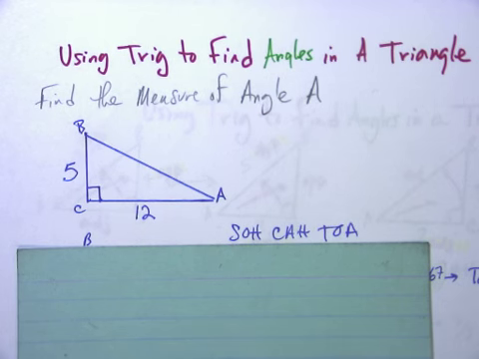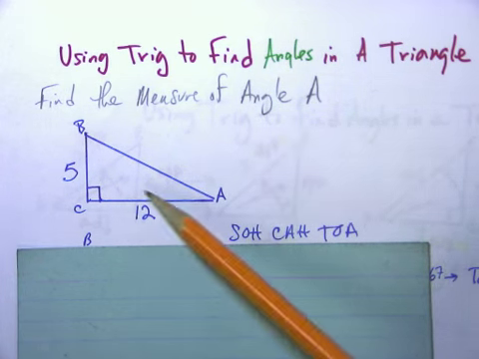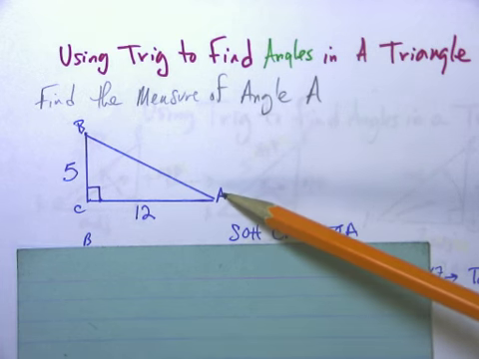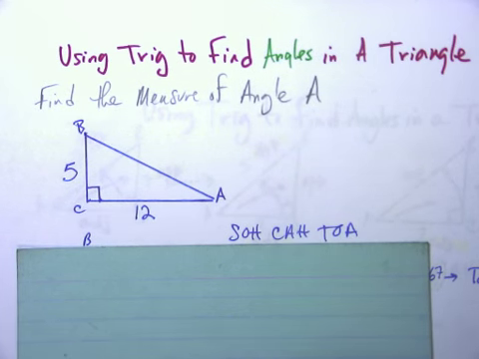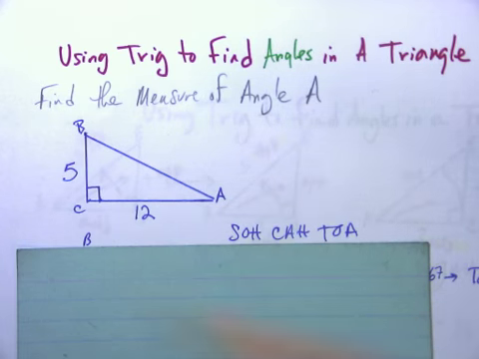Okay, so now we're going to use trig to find the angles of a triangle. So here I have triangle ABC, and they gave me two sides, and I know that this is a right angle. And let's say, for example, that they want me to find the measure of angle A. That means that angle A is going to be my focus. Angle A is going to determine how I label my triangle.